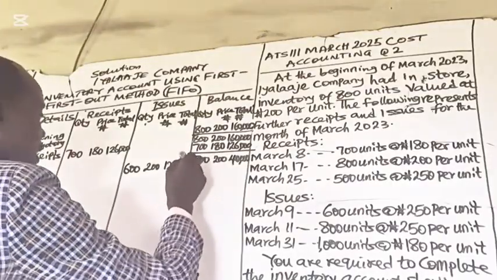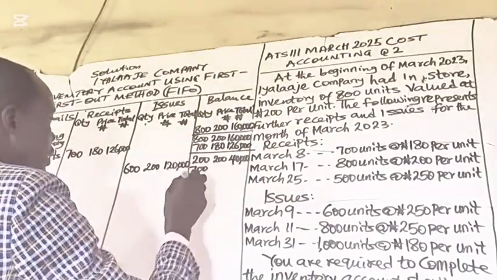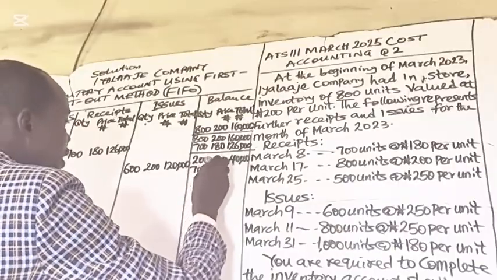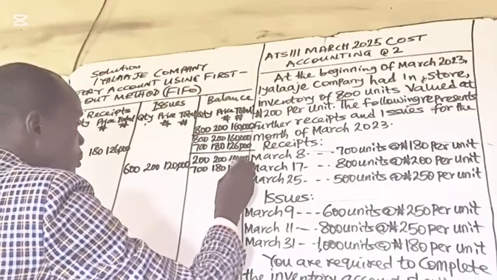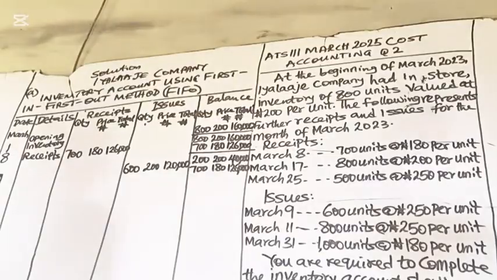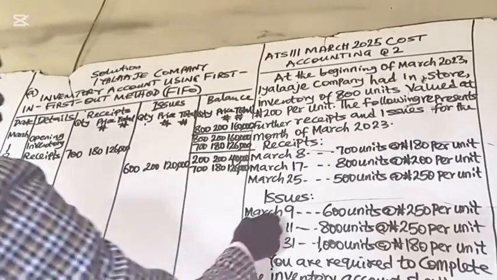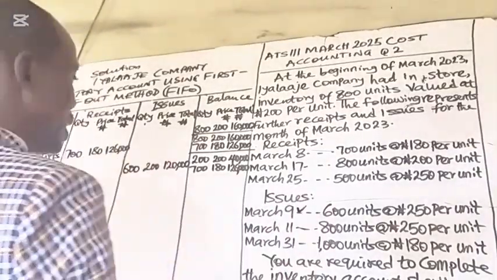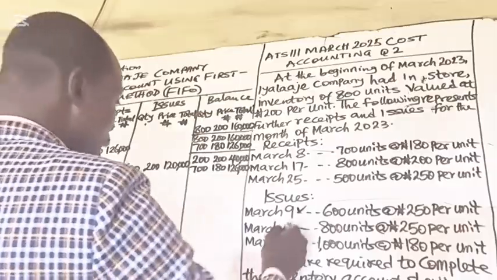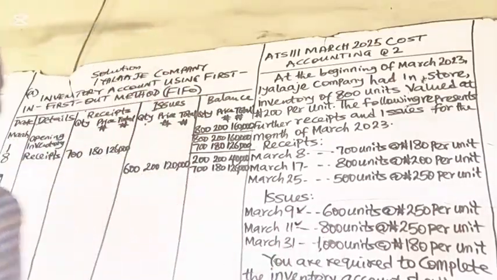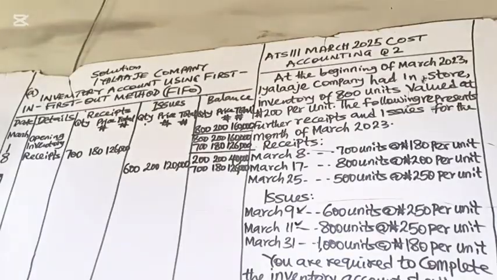Then this 700 is still intact. You have not issued anything from it. 700 at 180, and that amounted to 126,000. Then after March 9, the next, this March 11 will have equally happened. You want to issue 800. March 11, issuing of 800 units.